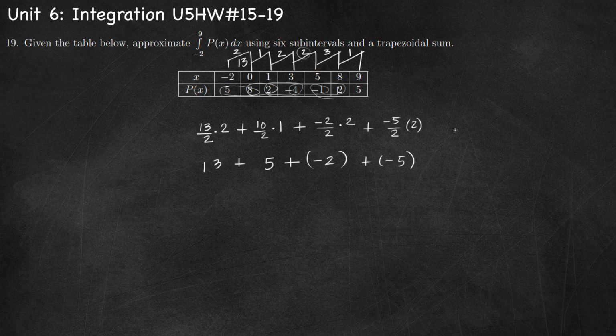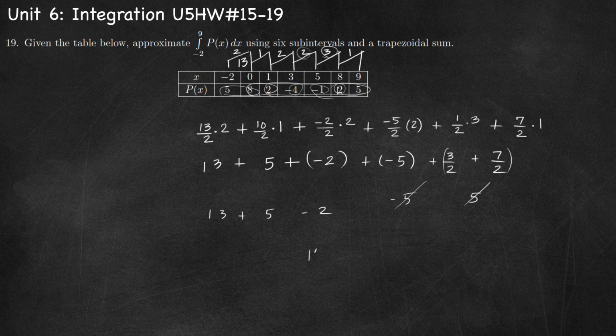My next one is the negative 1 plus 2, which is 1, over 2. That's my average base. Multiply it by the width, 3. So get 3 over 2. And then my last trapezoid, I'm going to take the average base here. So 2 plus 5 is 7 over 2 times the width, 1. So plus 7 over 2. Okay, now we can add the 3 over 2 and the 7 over 2, make 10 over 2, which is 5. And the 5 minus 5 is 0, so that's convenient. And now I just have 13 plus 5 is 18, minus 2 is 16.